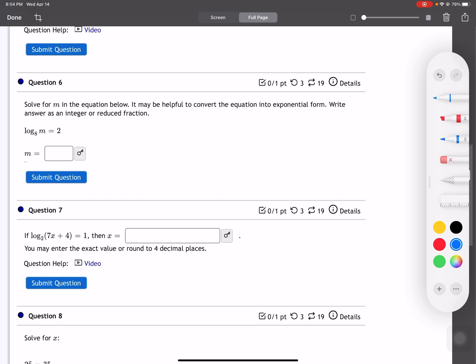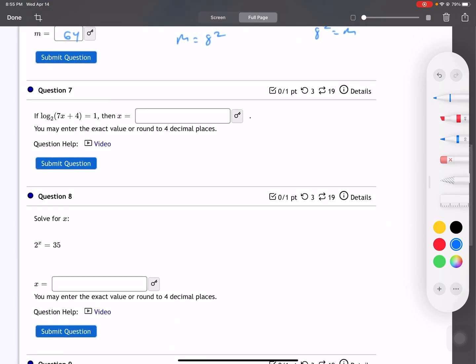For m in the equation below, it may be helpful to convert the equation into exponential form. Write the answer as an integer or reduced fraction. Okay, so they want us to rewrite this problem to solve for m. Two different ways. Remember, we can write either the identity or we can use algebra. Log base 8 of m is equal to 2. We can write 8 to both sides. That gets rid of the log base 8. m is equal to 8 squared. We're going to do circle of logs. Log base 8, m equals 2. 8 to the second power is m. 8 squared is equal to m. And 8 squared is 64.